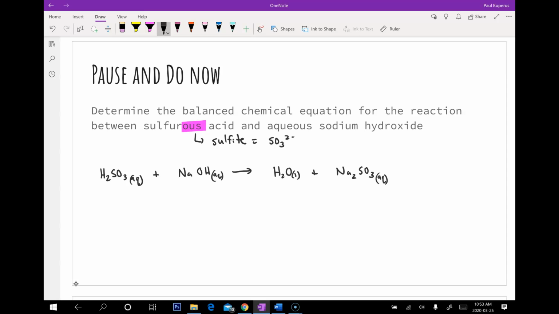Now we need to balance it. So we see that we have 2 sodiums on the right and 1 on the left. So we need to put a 2 in front of the sodium hydroxide. Then we've got to look at the water. We have 2 hydrogens and 2 hydroxides, so we must be making 2 water molecules. This is our balanced chemical equation. So that's just a quick review. Something that's really important moving forward is being able to determine chemical equations and balance them properly, including all states of matter.